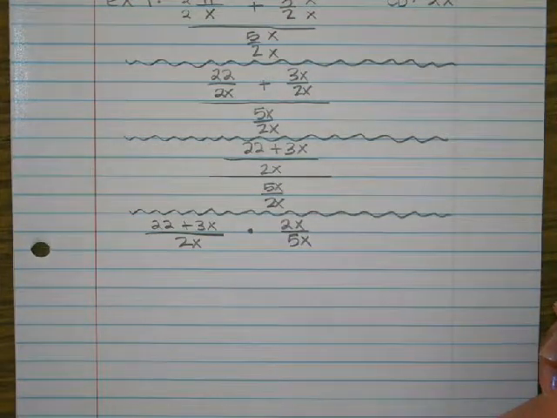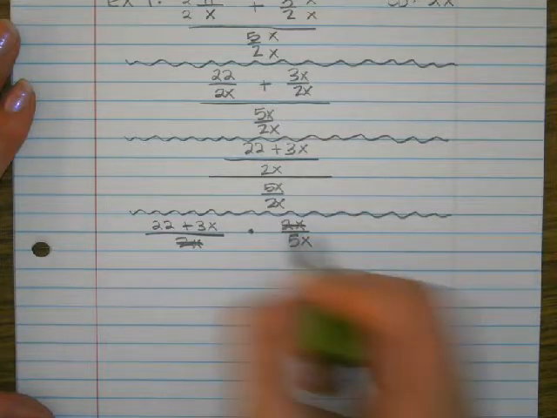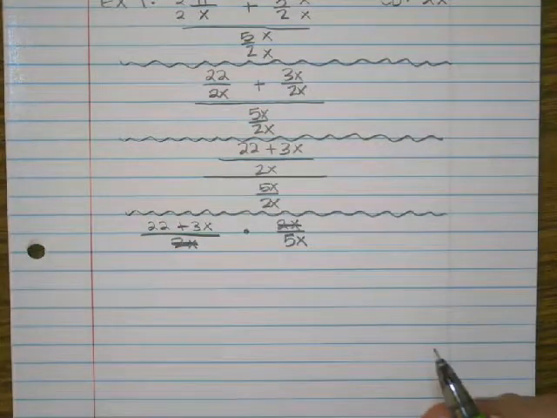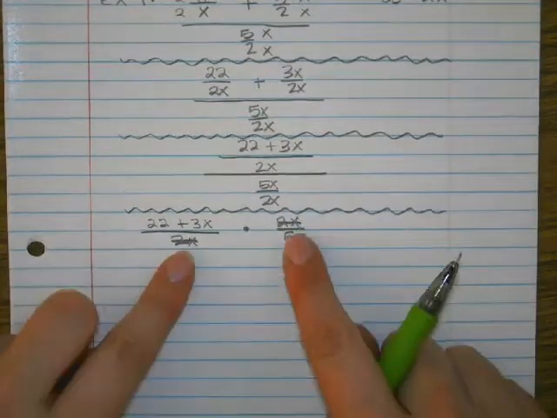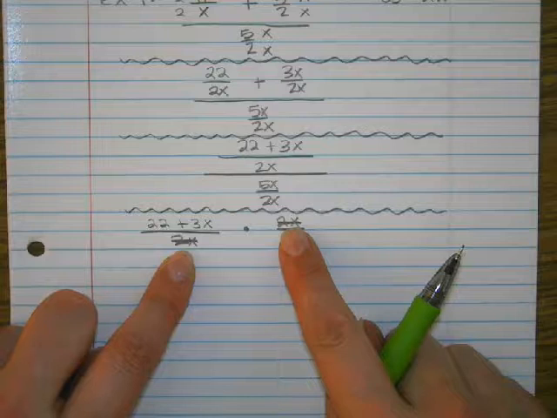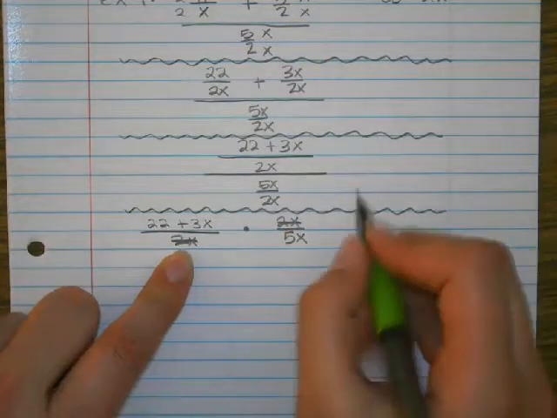And at this point, what do you guys see? Yeah, you can cancel the 2x's. What were the 2x's in the problem? They were the common denominator. I want you to keep that in your head. We just canceled out the common denominator. That's the only thing that canceled, right? All right, what do we have left over?